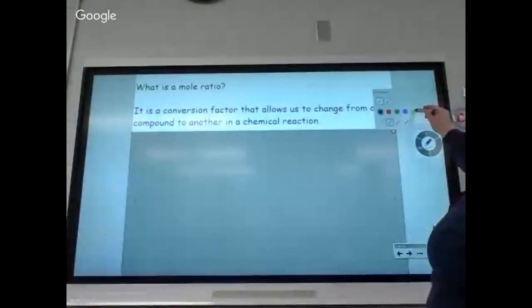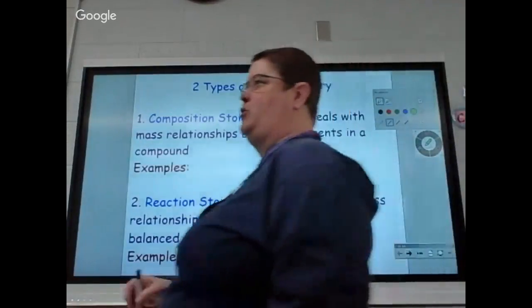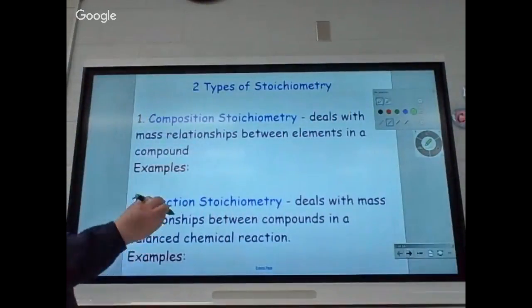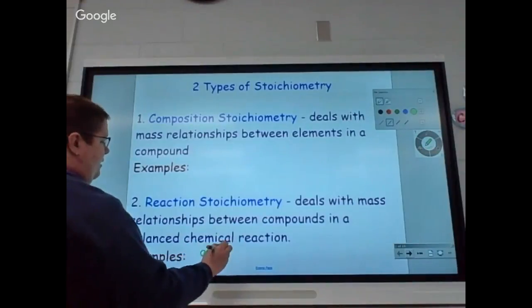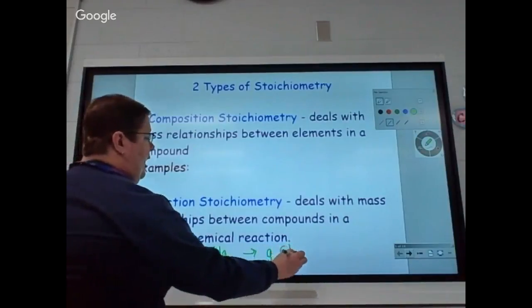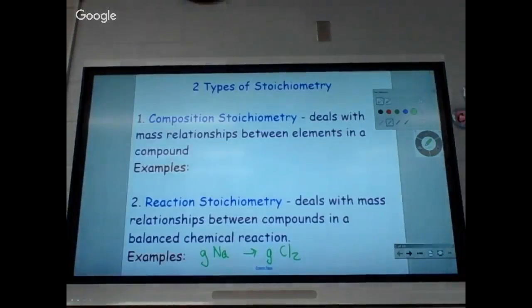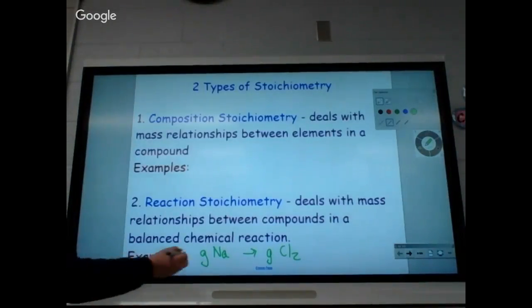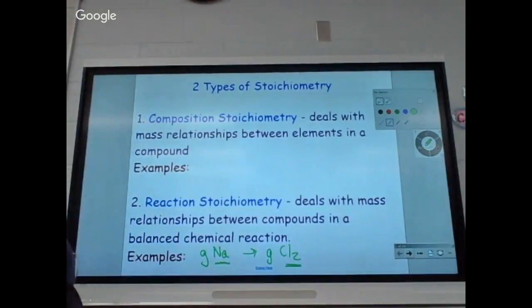So, if we go back to what we were doing the other day, when we wrote down reaction stoichiometry, I said something like we could go from grams of Na to grams of Cl2. I don't remember what the actual example was I wrote down. However, anytime we do reaction stoichiometry, we can change from one compound into a completely different compound, right?